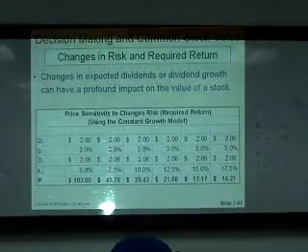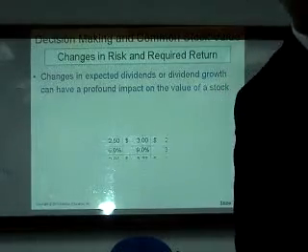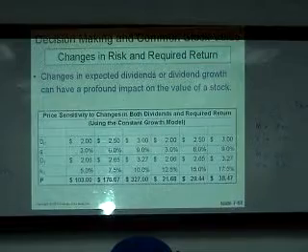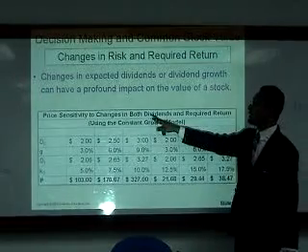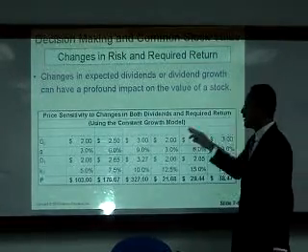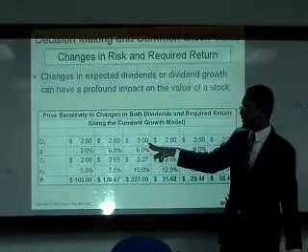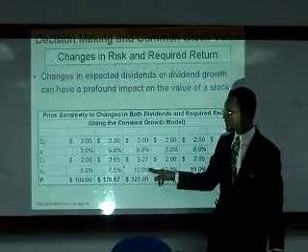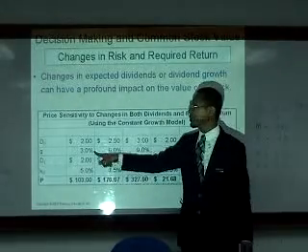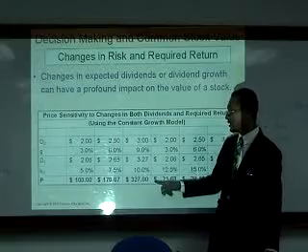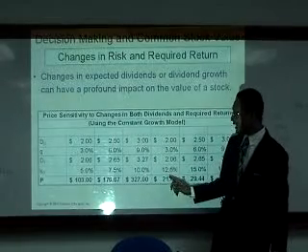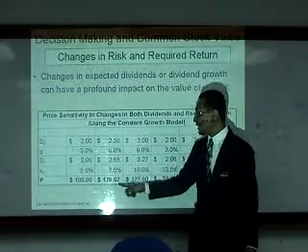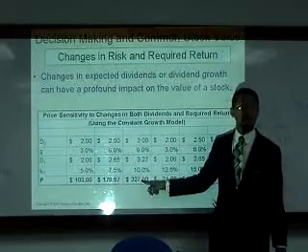Now the third one, changes in the expected dividends or dividend growth. You look at changes in dividend and required return. Now, dividend increases from 2 to 3 ringgit, and our risk also increases, and our growth also increases. What happened to our stock value? Look at it until here. 103 increases to 176, increases to 327.